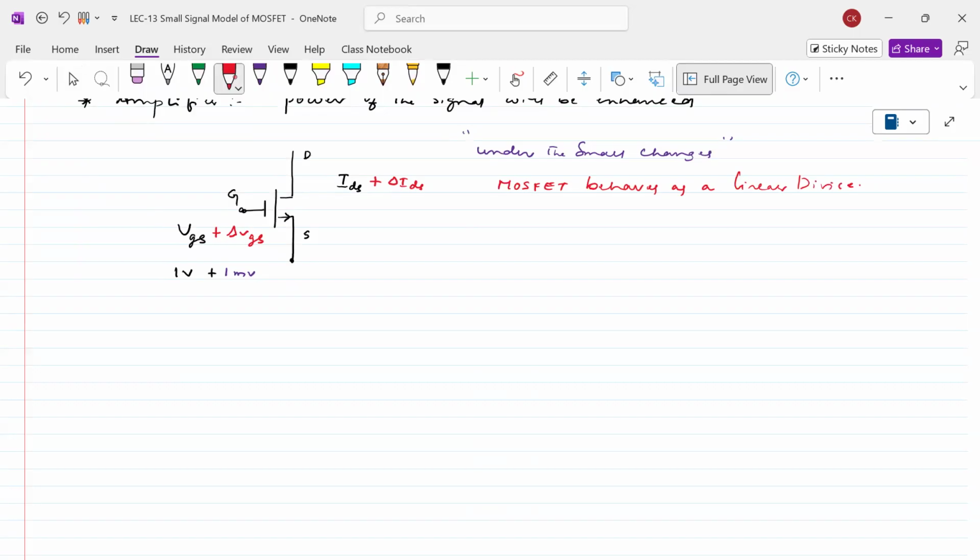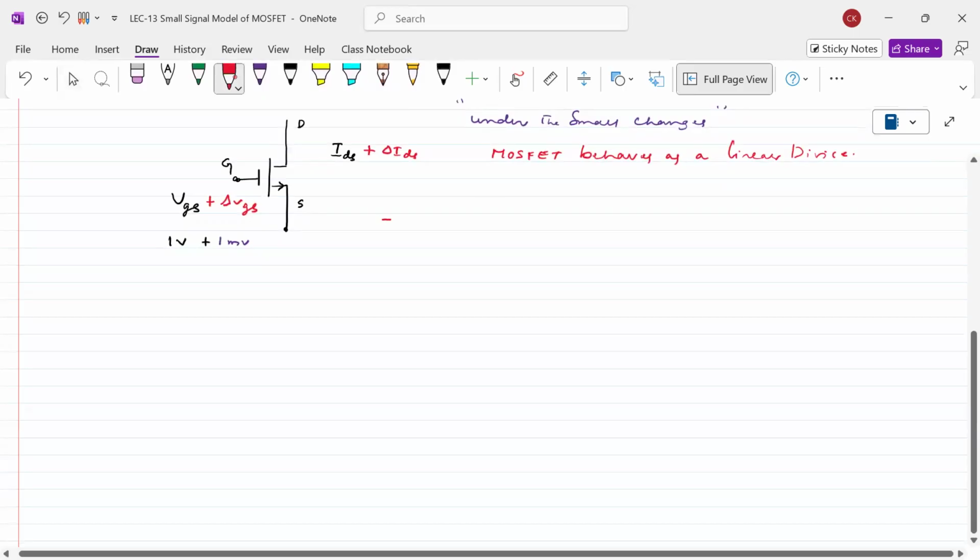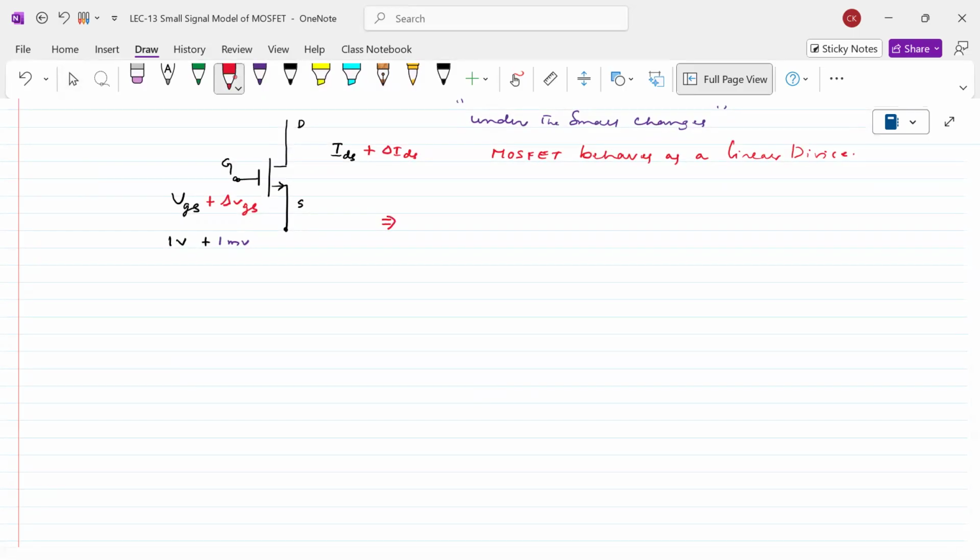Under small changes, we consider it in this way. If it is a linear device, then we can replace this non-linear transistor with a linear element, a linear circuit. How do we convert this particular non-linear element into a linear element? This is applicable only for small changes, not for large changes of the signal.